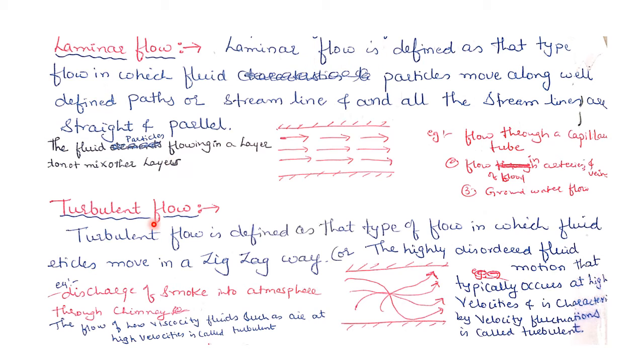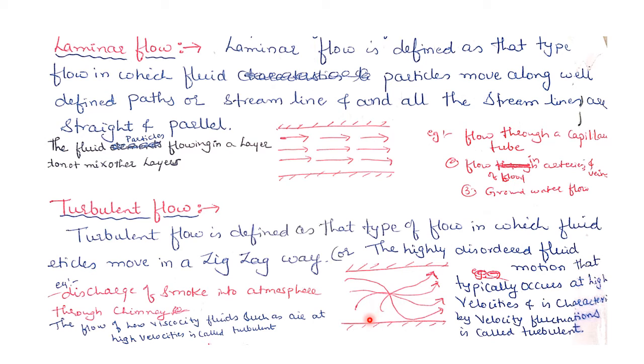So turbulent flow is defined as that type of flow in which the fluid particles move in a zigzag way. See, you can see here the fluid particles, how they are moving. Their order is non-existent. They are not moving in a straight and parallel way. They are moving in a zigzag way.